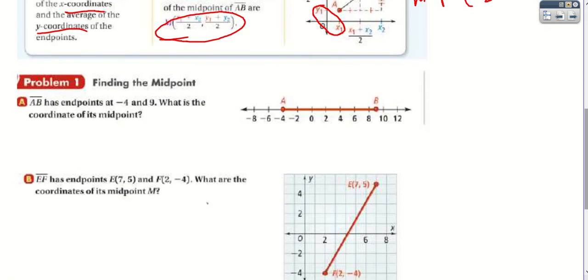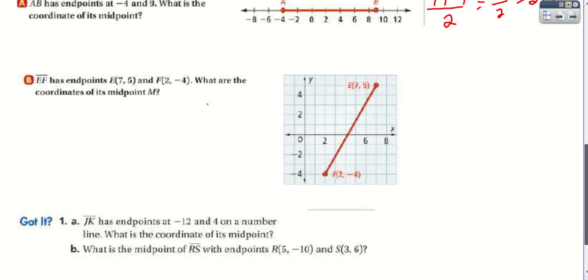All right, if it's just a number line, we do -4 plus 9, divided by 2. So this is 5 over 2, which is 2.5. That's the coordinate for the midpoint. Now, if it's on a graph, we have two options. We can just use the midpoint formula.